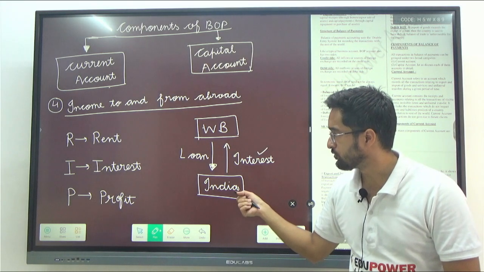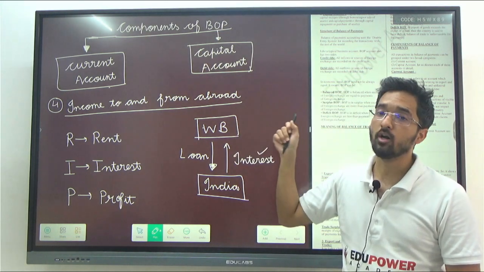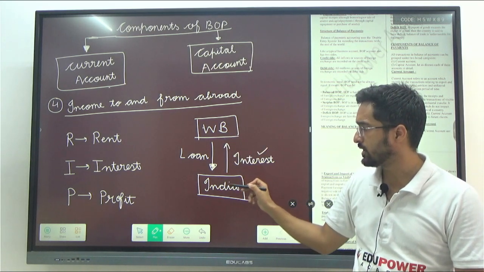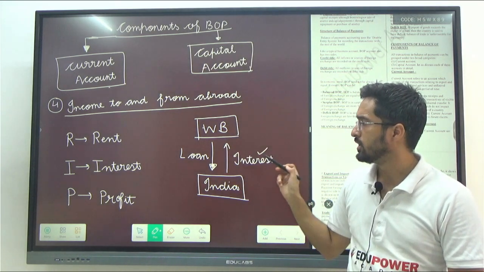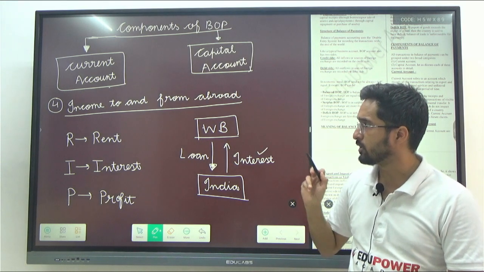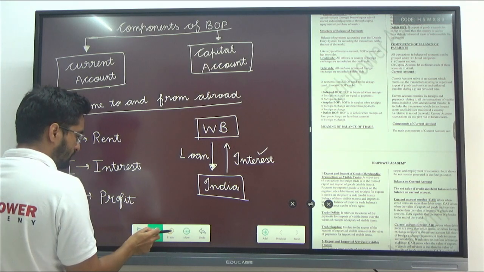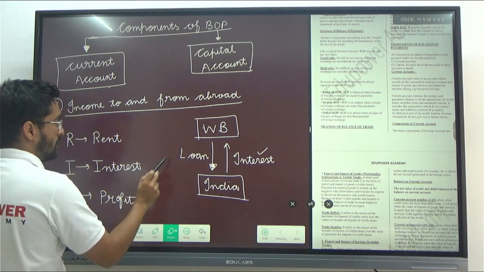Because money is flowing from India to World Bank, okay. WB means World Bank. India takes loan from World Bank, India pays back the interest to World Bank. That interest will be recorded on the debit side of the balance of payment. I hope it is clear to everyone. Now, third case is profit.